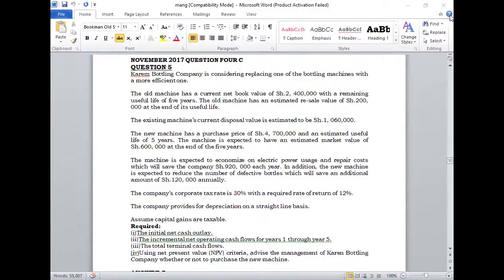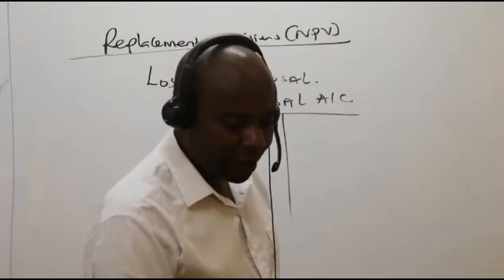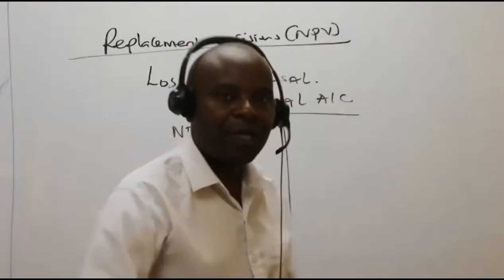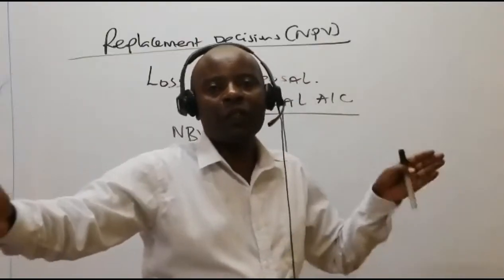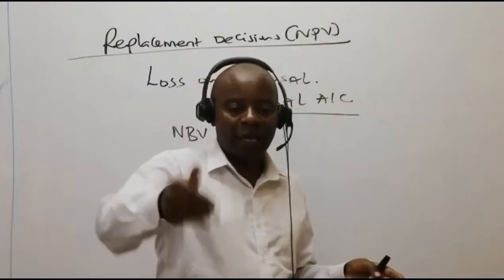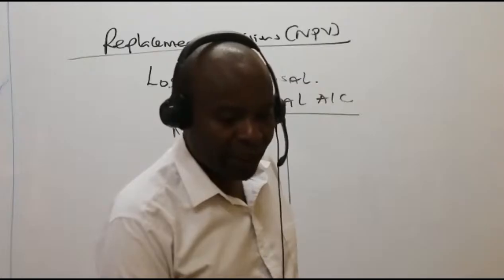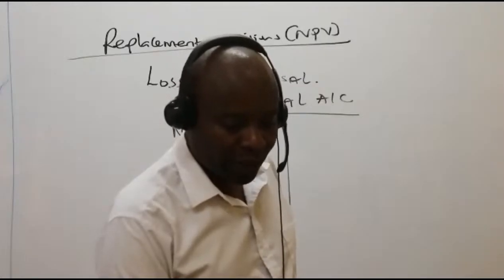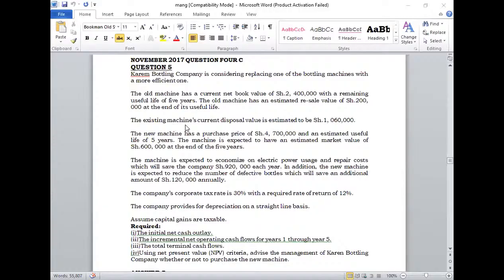Here, normally so many people confuse this with the scrap value. Scrap value is at the end of the useful life. Here we are not going to the end of the useful life of this old asset. No, we want to sell it today. And for us to sell it today, we've been told if we sell today, we are going to realize how much. If we sell today, ladies and gentlemen, they are telling us the existing machine's current disposal value is 1060.